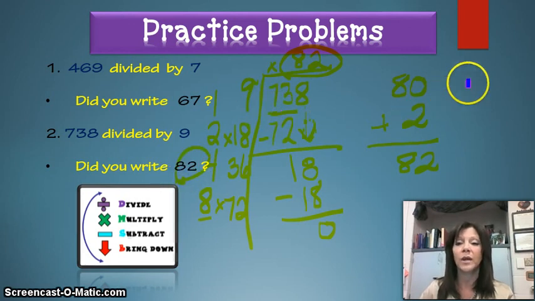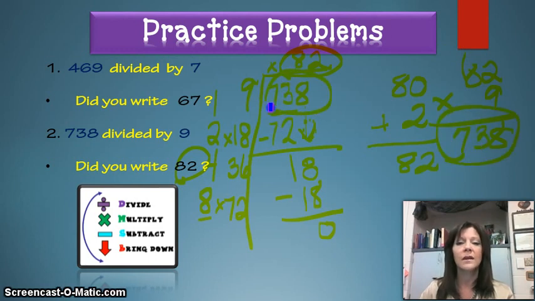But let's check with multiplication again. So 82 times our divisor, which is 9. 9 times 2 is 18. Carry a 1. 9 times 8 is 72. Plus 1 is 73. 738 matches our dividend of 738.